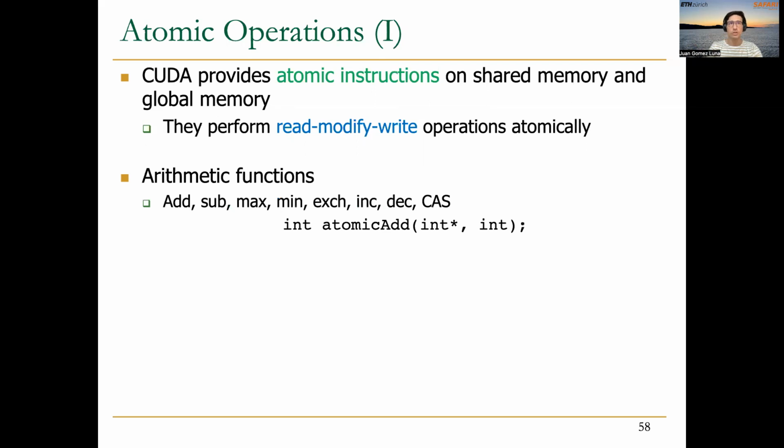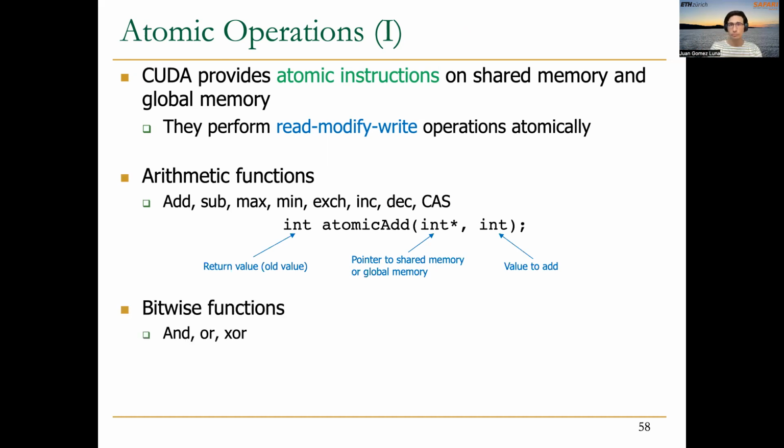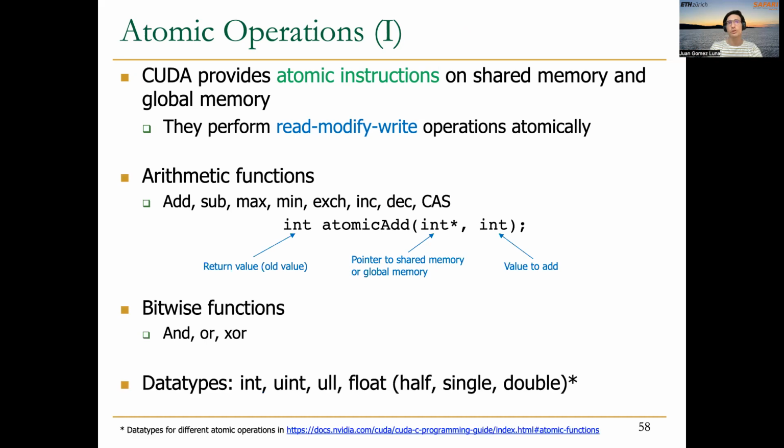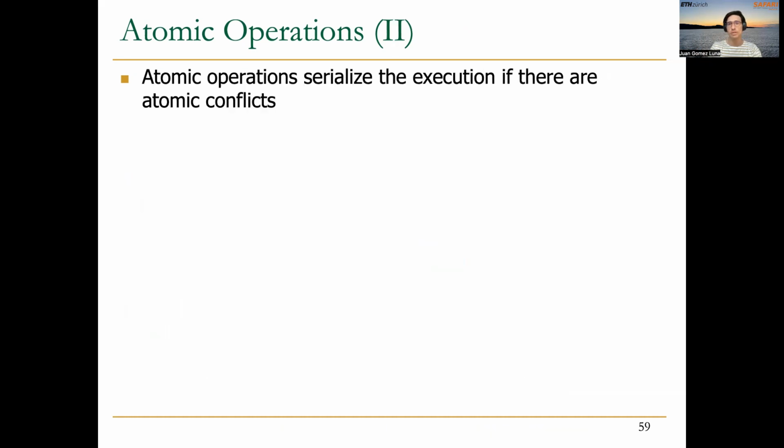This is the typical definition of an atomic operation. An atomic add is one of the atomic arithmetic functions that can be performed in an atomic way. As we see in this atomic add, there is a pointer to the shared memory or the global memory, the element that we are going to update. There is a value to add in this case, or to subtract, or to calculate the maximum, etc. And then a value is returned, the old value, the value that was contained in the shared or global memory before we performed the update. There are also atomic operations for bitwise functions and for different data types.